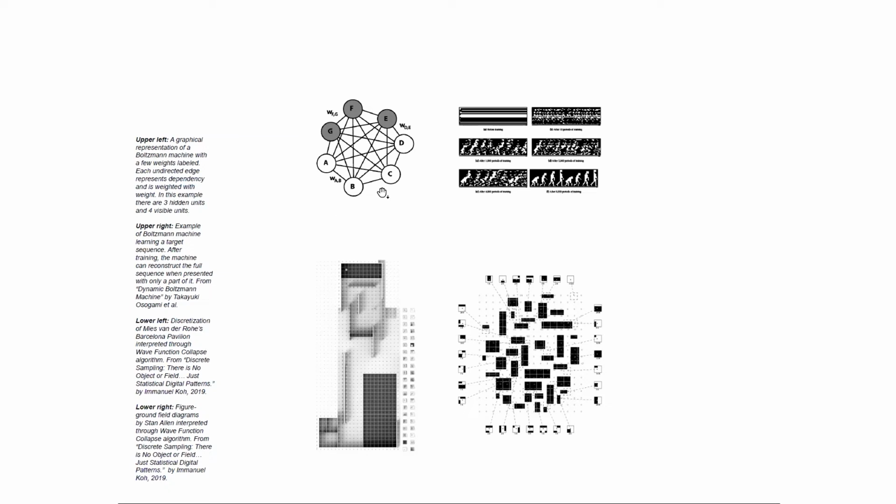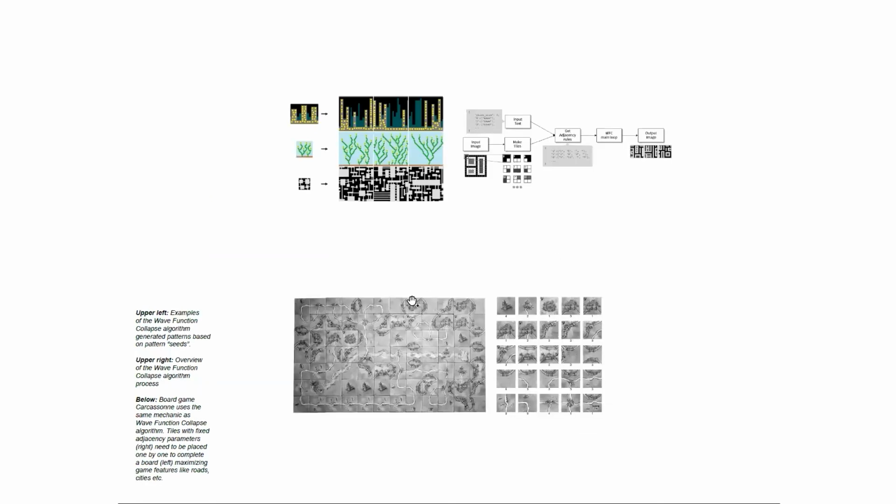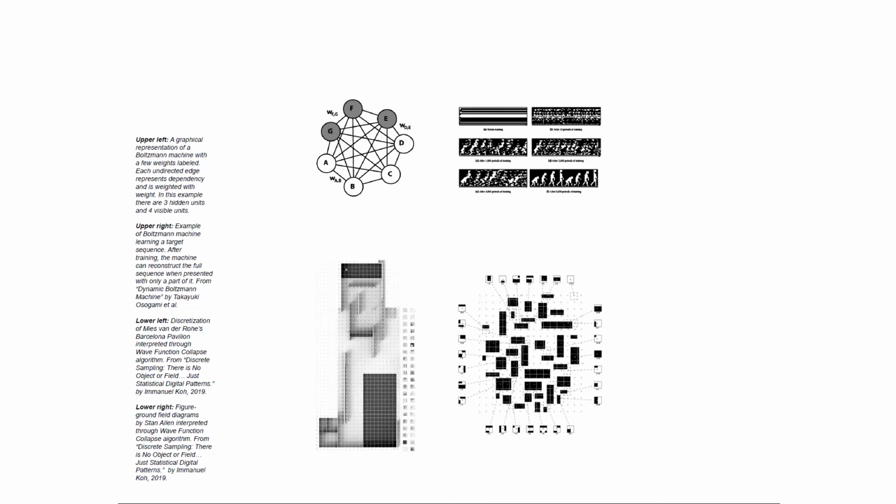You give it partial information, and the machines can reconstruct the sequence. They can do this because they learned which pixels have to be adjacent to which pixel, which patterns have to appear in the picture. So it's very similar to how the wave function collapse algorithm works, in a probabilistic way.